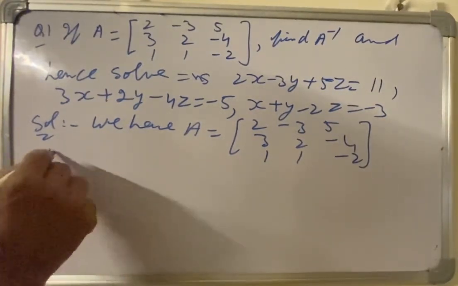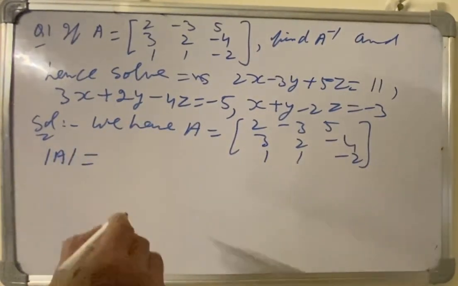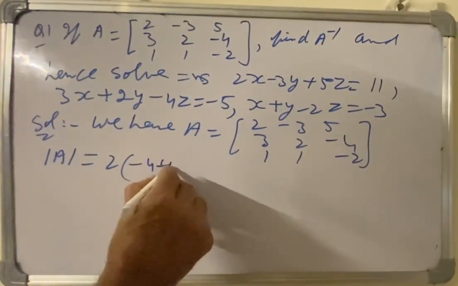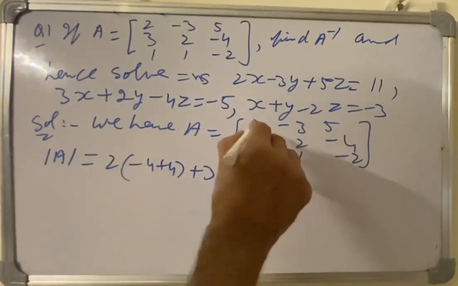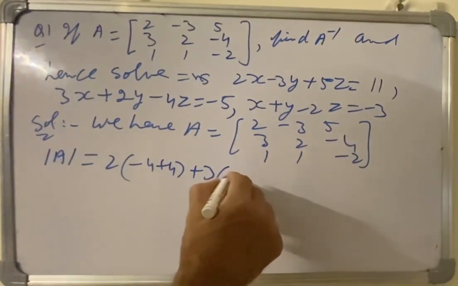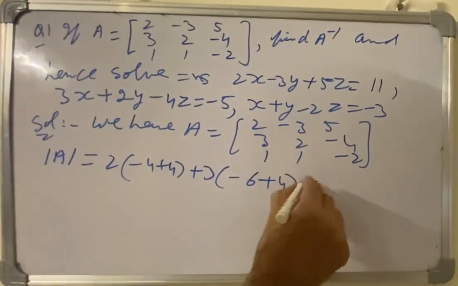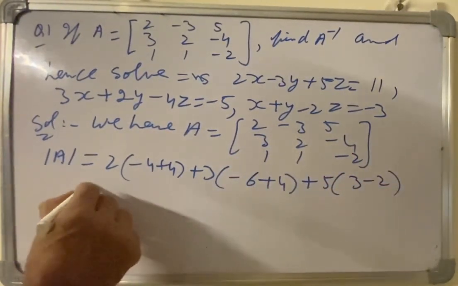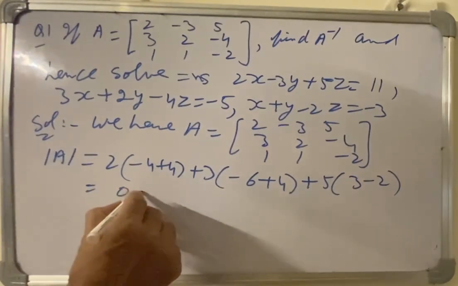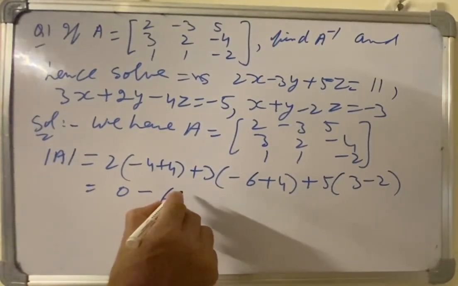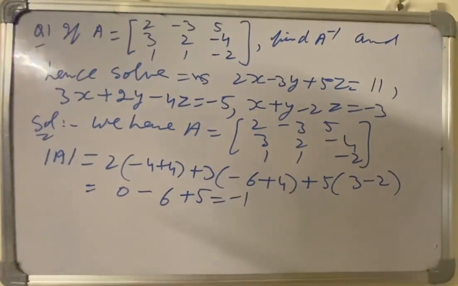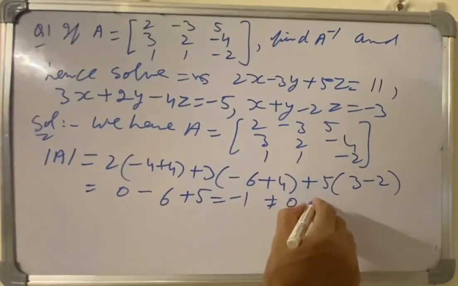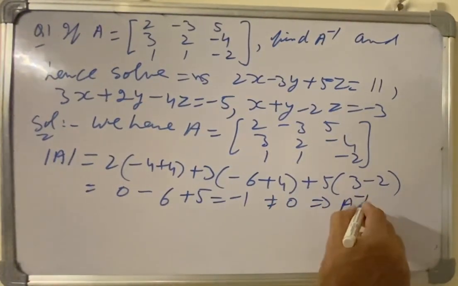First of all, find out determinant A, expanded by first row: 2 into minus 4 plus 4, then plus 3 into minus 6 plus 4, then plus 5 into 3 minus 2, is equal to 0 minus 6 plus 5, which is minus 1, which is not equal to 0. Therefore, A inverse exists.